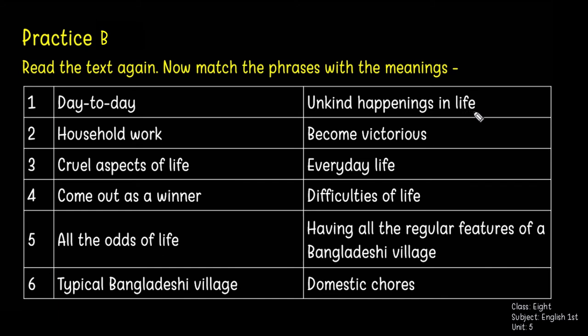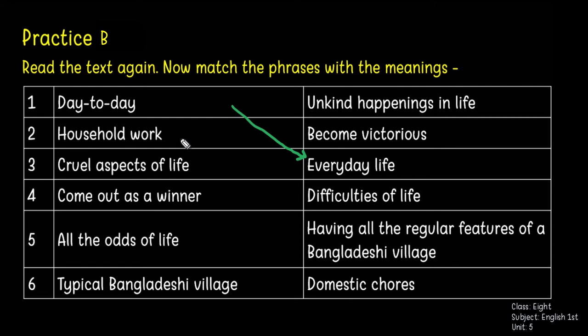Unkind happenings in life. Become victorious. Everyday life. Difficulties of life. Having all the regular features of a Bangladeshi village. Domestic chores. So let's begin. Try to match the answer with the phrases. Day to day. What can be? Unkind happenings? No. Become victorious? No. Everyday life? Yes. So the answer is here. Everyday life.